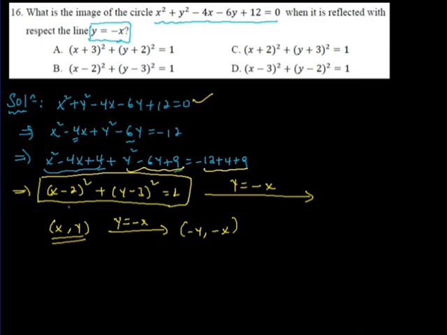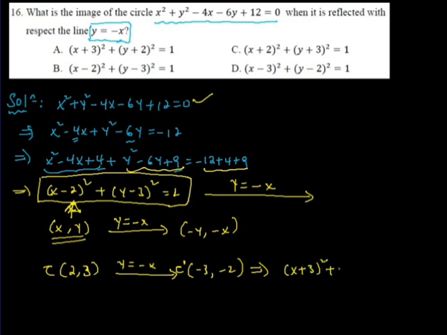So let's take the center of the given circle. The center of the given circle will be 2 comma 3. So it's enough to take the image of the center under the line of reflection y is equal to minus x. So it becomes minus 3 comma minus 2. Since reflection preserves the distance, the image of the circle will be centered at minus 3 comma minus 2. So the image of the circle will be x plus 3 the whole square plus y plus 2 the whole square is equal to 1.